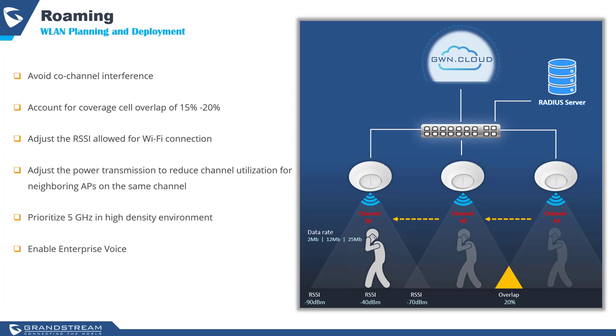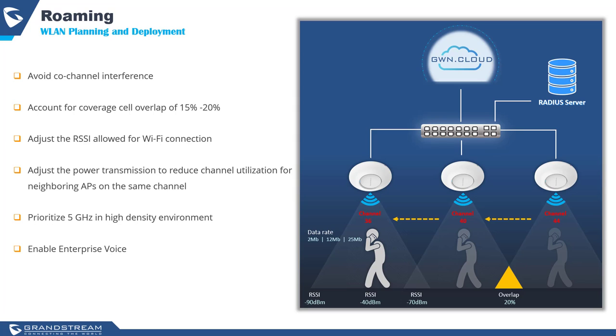We do not want to see all the access points using the same channel, because that would create what we call co-channel interference. In addition, in a multiple channel architecture, it is always recommended to have a coverage cell overlap between 10 or 15 to 20%. And this allows users to always have a strong signal from the access point.